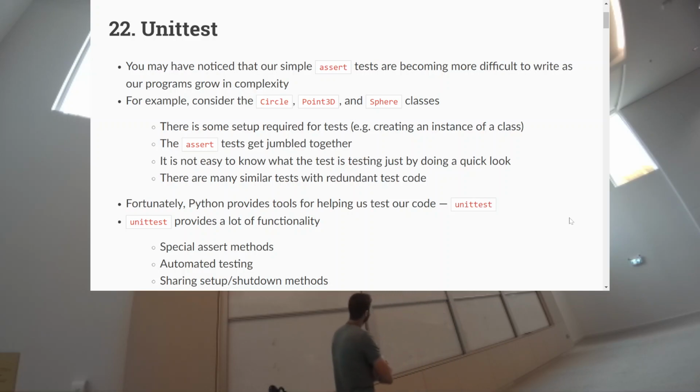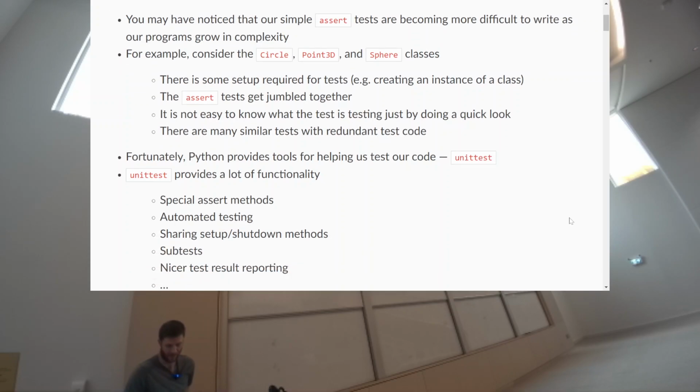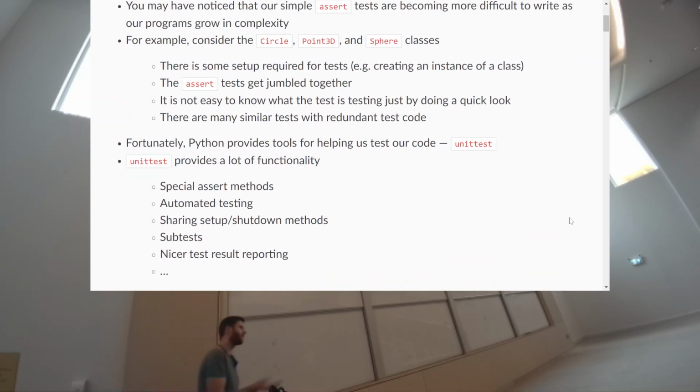So Python does provide us with the tool Unittest, and it provides a lot of functionality. It has a lot of special asserts. It's got a system for automated testing. It has shared setup code and shutdown code. It has the ability to do subtests. It gives you nicer results.